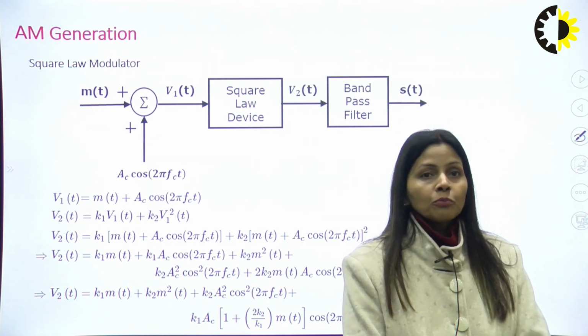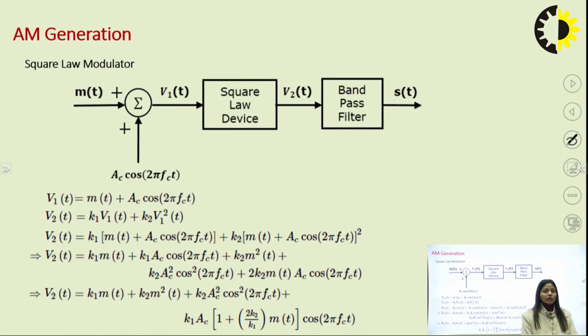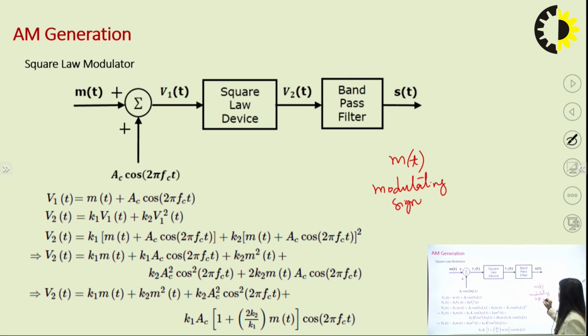Coming to the amplitude modulation, how these amplitude modulation have been done. In the last video lecture, we have discussed that let's say I have one modulating wave M(t), this is the modulating signal, and this is a carrier signal. What we do is we just multiply them together.